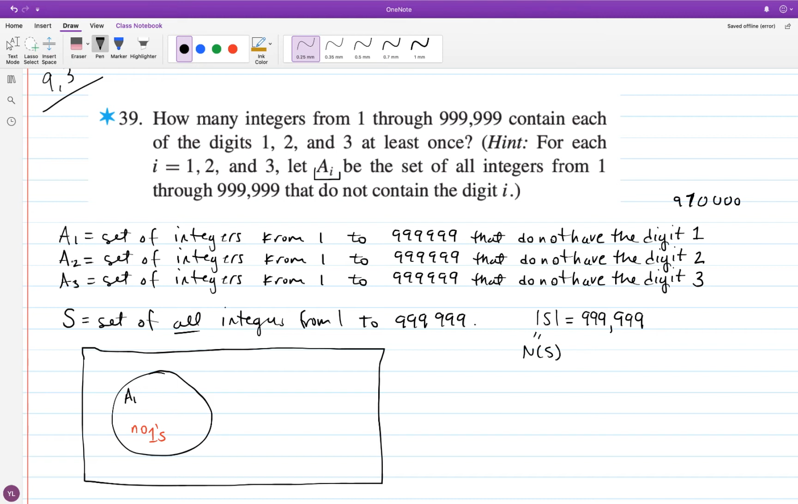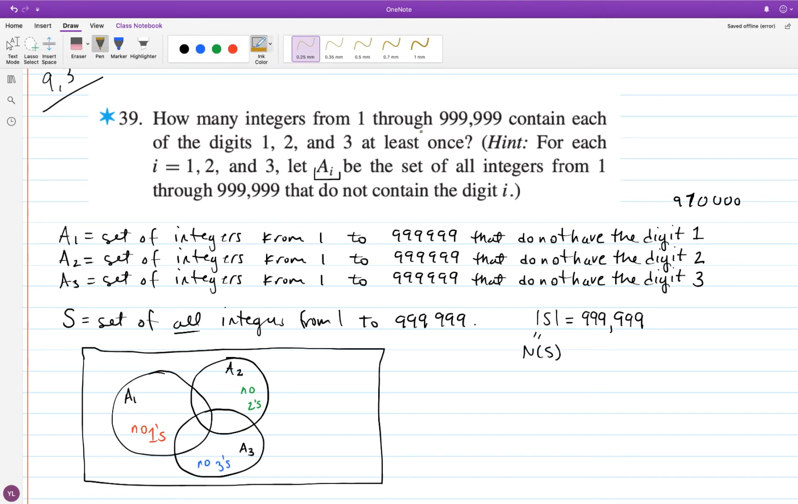There is a set A2 that has all those numbers between 1 and 999,999 that do not have the digit 2. But keep in mind, there are plenty of integers that have neither the digit 1 nor the digit 2, like this 970,000, for example. So A2 has no 2's. And then finally, the set A3 is the integers that don't have any 3's in them. Okay, and the Venn diagram I've drawn is descriptive because you do have numbers in each of the segments of this Venn diagram that I've drawn.